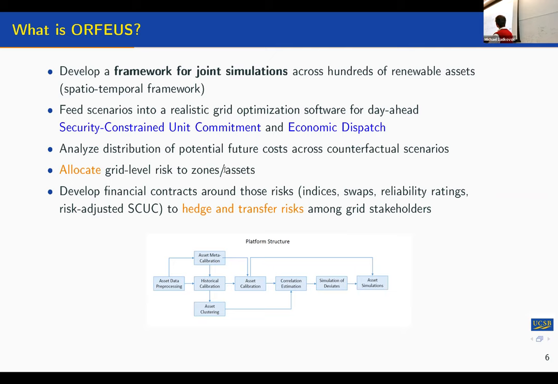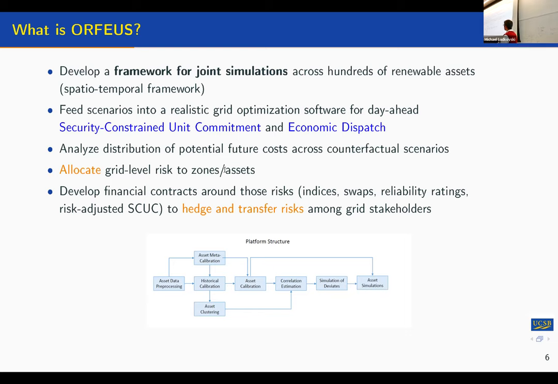So this is where it's going. What's the point of having a simulation? Once you have the simulations, you can feed them into this optimization to spit out a distribution of potential future costs. Counterfactually, given the forecast for tomorrow, how much can we expect to pay when the actual happens? Then we can use this distribution to statistically allocate the risk across different components. Ideally, once you do that, you can have many different financial instruments that quantify and advertise those risks. You can have anything from indices, where you can say this asset has a higher risk on some quantitative scale compared to this other asset, to things like swaps, ratings, and so on, or even risk adjusted commitments. So you take into account the risk of each asset to improve your decision making today.